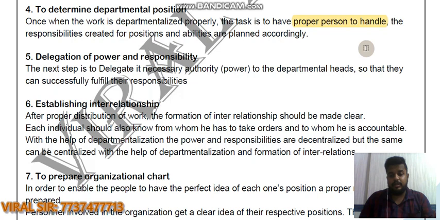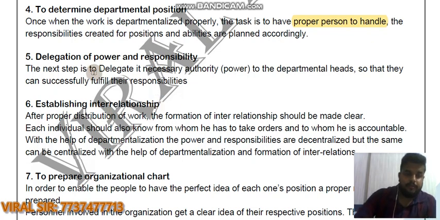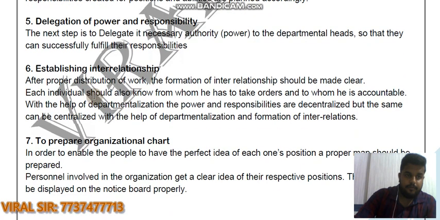If we are having a production department, we need a production head whose job is to implement the planning and to take care of the proper organizational functions. Clear? Next is delegation of power and responsibility. The next step is to delegate. You discussed in yesterday's class also, what do you mean by delegate? Delegate means to flow, to share from top to middle, middle to bottom.